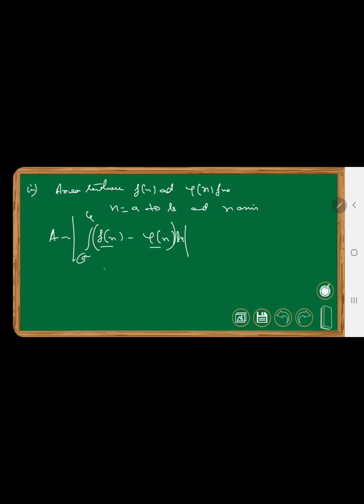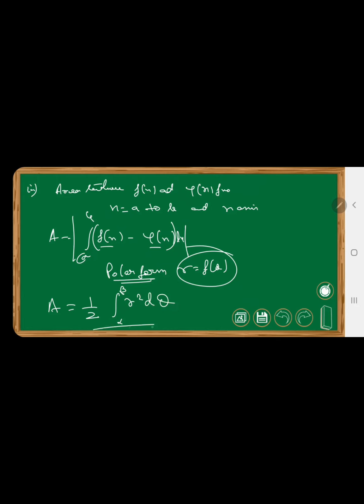And one more thing related to this is the polar form. What is the polar form? R equals f of theta. If you are given in this form, then your area basically becomes half the integral, say from theta equals alpha to theta equals beta, of r square d theta. This is the equation of the area. Am I clear?